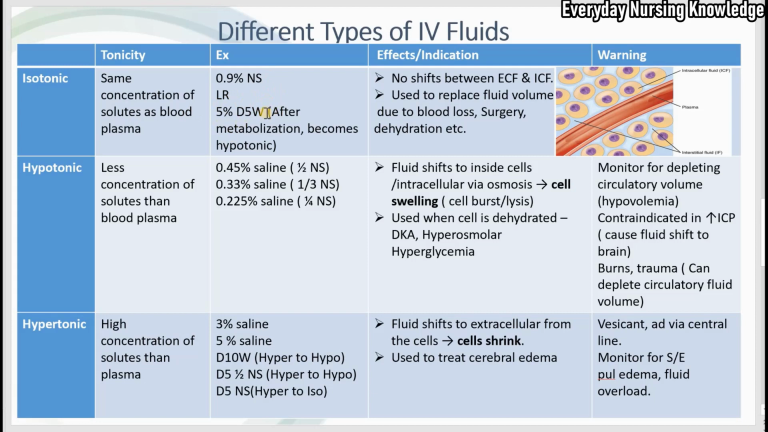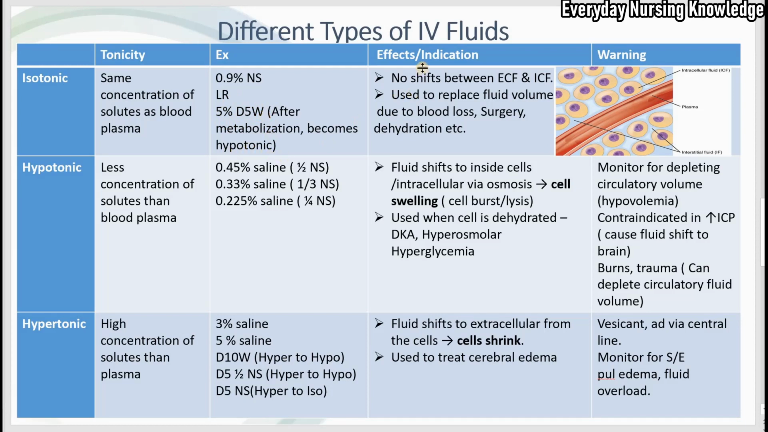Any dextrose containing solution may start as one category and end as another. The reason is dextrose in our body gets metabolized fast. So if you give D5 water, dextrose gets metabolized fast. It starts as isotonic, but as dextrose gets metabolized, the remaining is just free water, which has less tonicity. As a result, it becomes hypotonic.